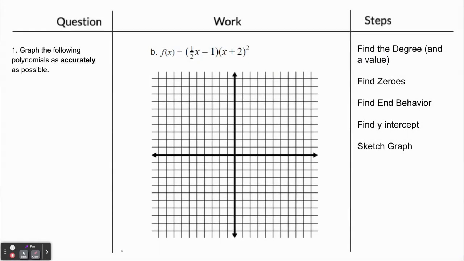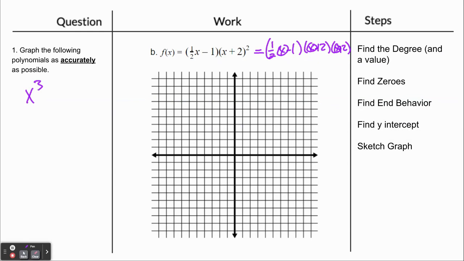Here we're asked to graph the following polynomial as accurately as possible. The first thing I'm going to do is look at the degree of this one here, and to find the degree, I'm going to figure out how many x's there are when I expand any of the exponents. So I know (x + 2)² is like saying (x + 2)(x + 2). So I see that there's 1, 2, and 3 x's. So that means the degree of this function is going to be cubic.